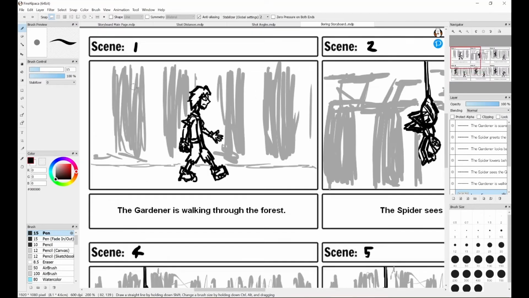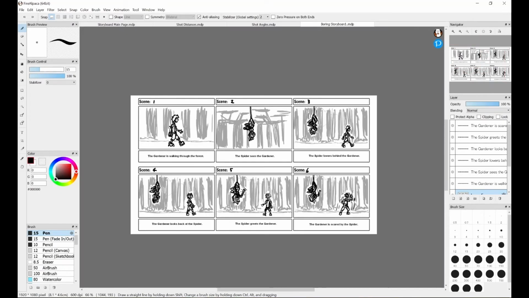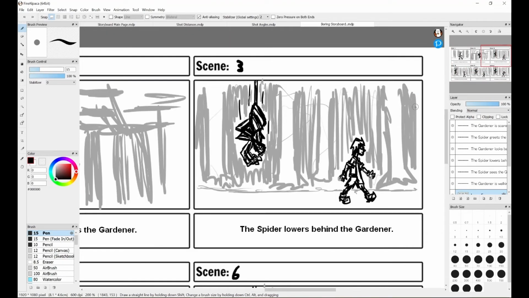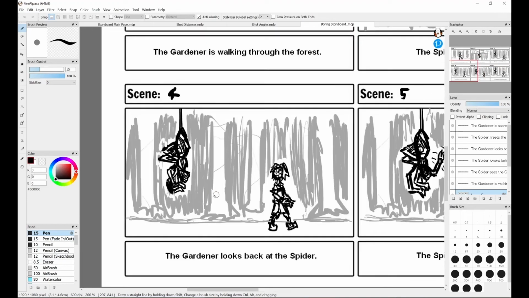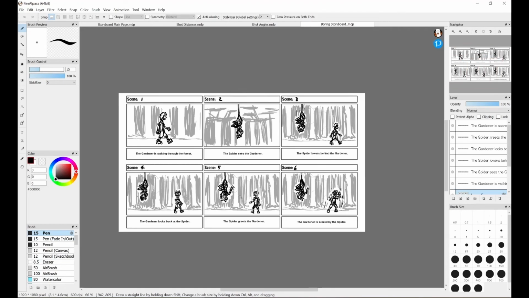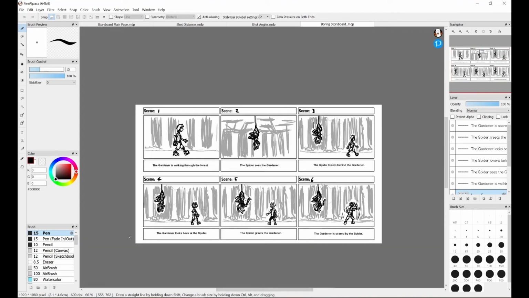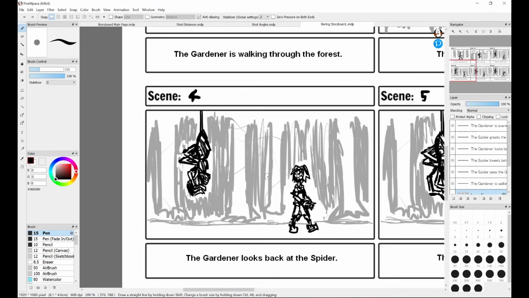So the specific scene we have mapped out here: the gardener is walking through the forest, and then the spider sees the gardener, and the spider lowers behind the gardener, the gardener sees the spider, the spider greets him, and the gardener is scared of the spider. And this kind of framing can be useful.